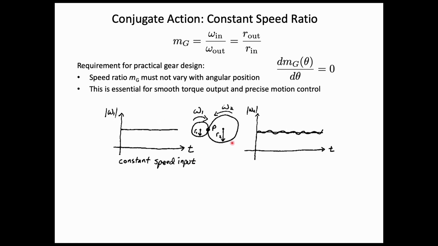So suppose we have this gear set with the input gear, gear 1, output gear, gear 2, and suppose we have a constant input speed that's provided to the input gear. Even if this is held perfectly constant, if we don't have a gear geometry that ensures conjugate action, we could have some variation in the output speed. And this is definitely not what we want. This can cause significant mechanical problems.